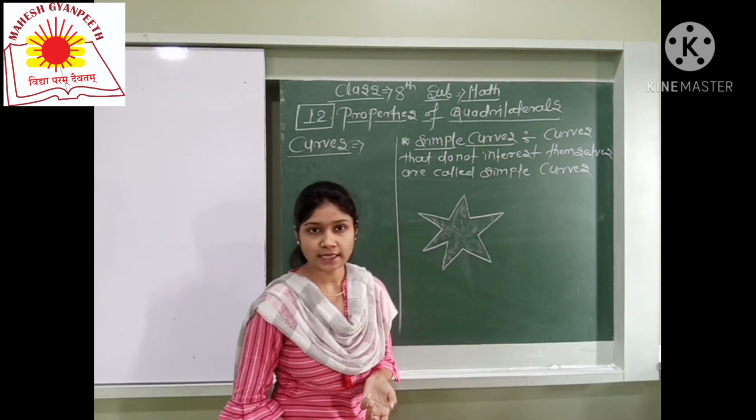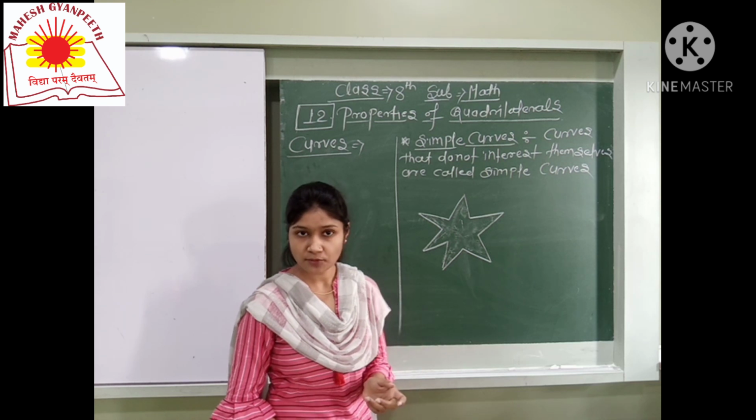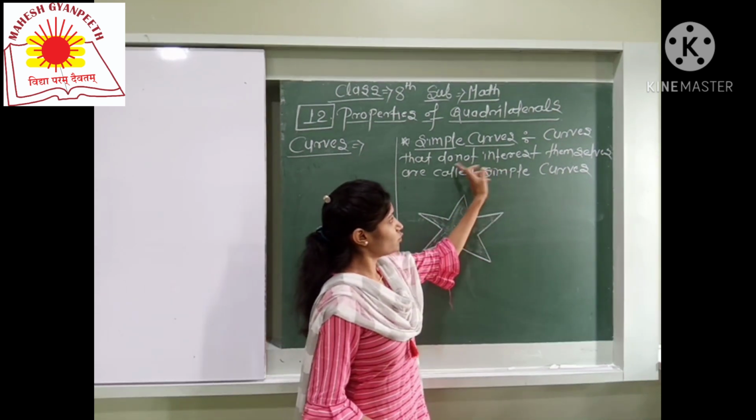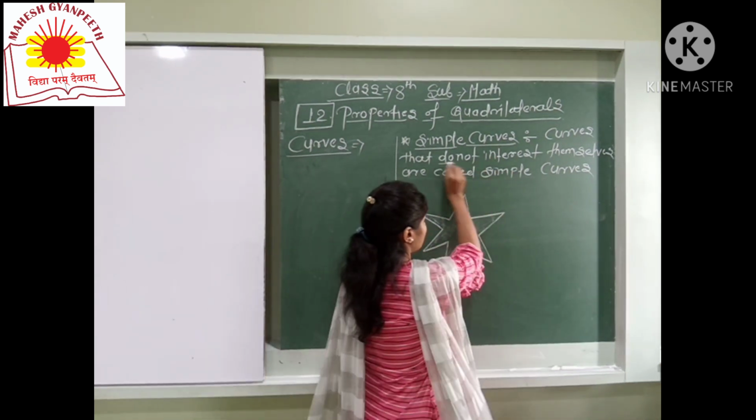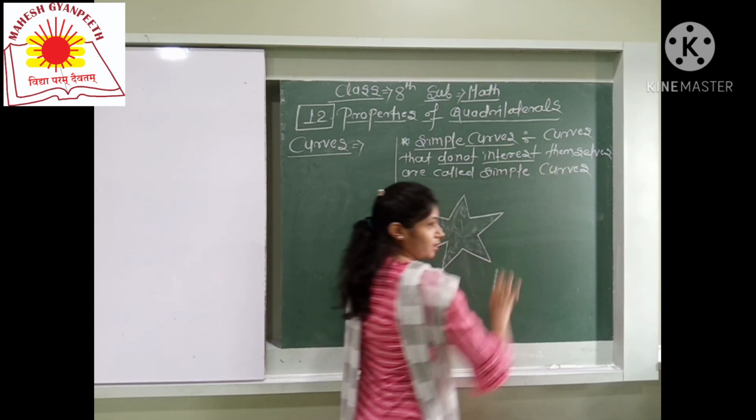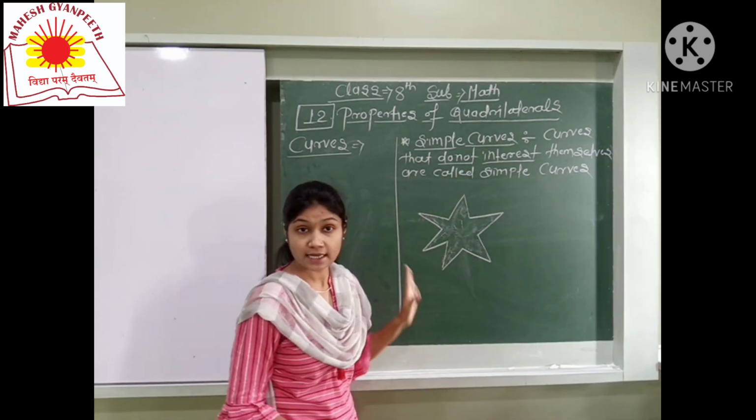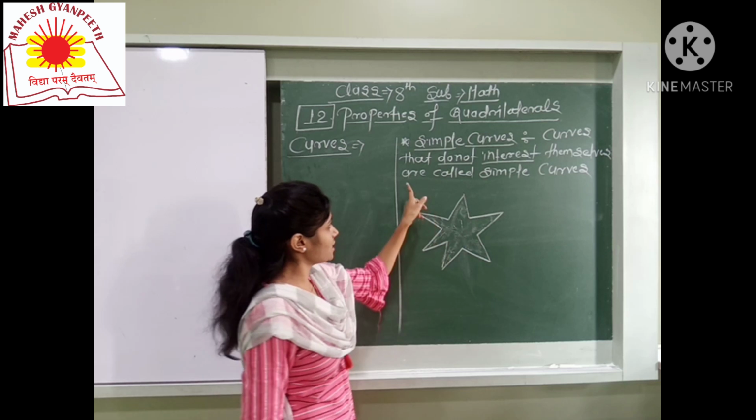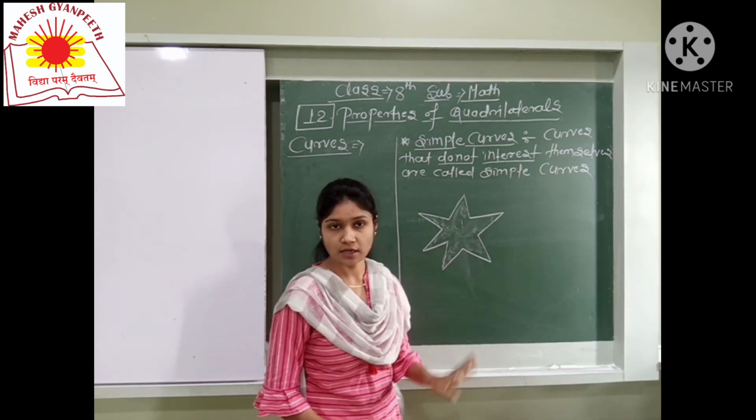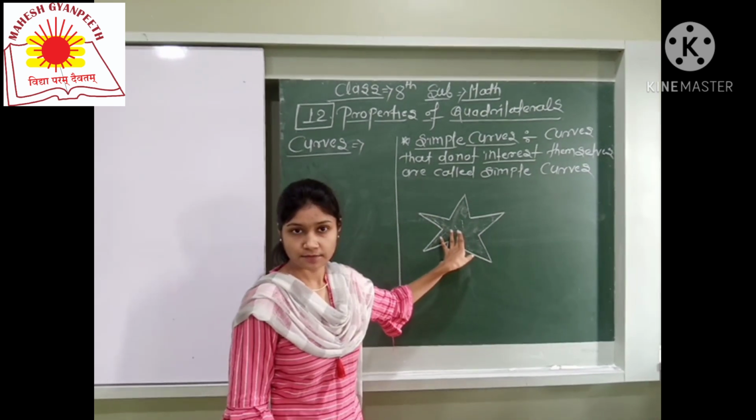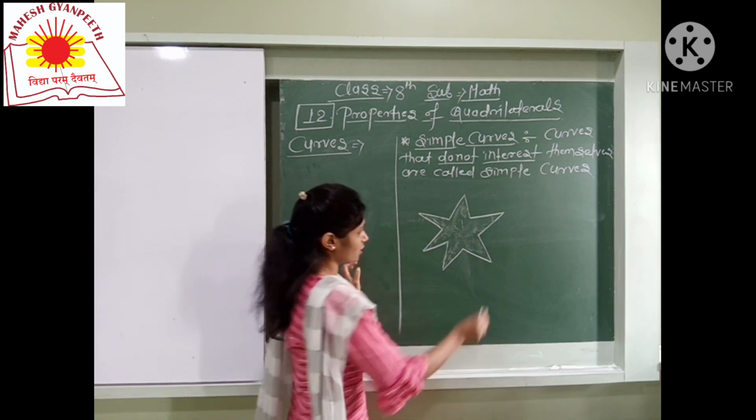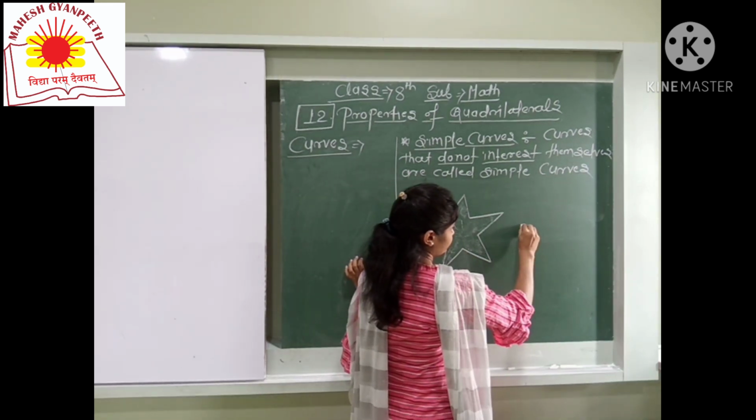What is the meaning of that? It means these types of curves do not intersect themselves. The curve should not intersect itself. This is called a simple curve. For example, these types of figures. Suppose we draw here, we put a point.